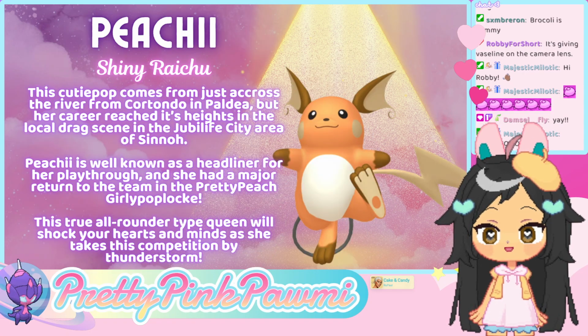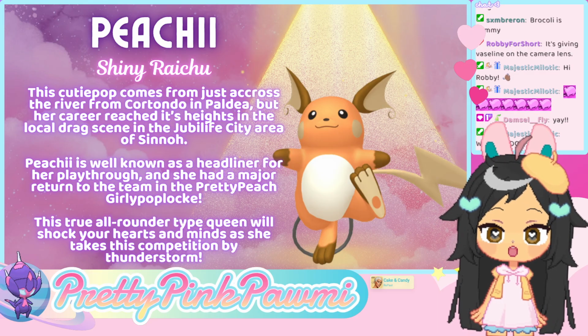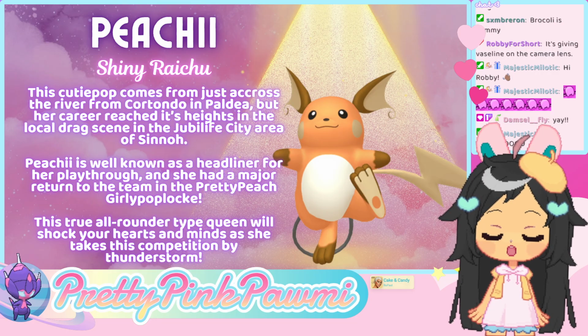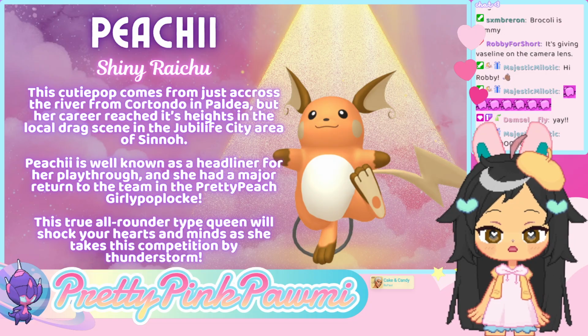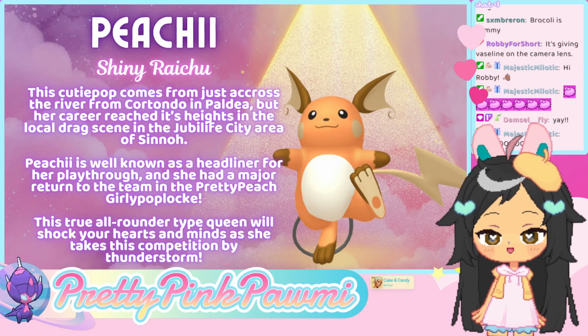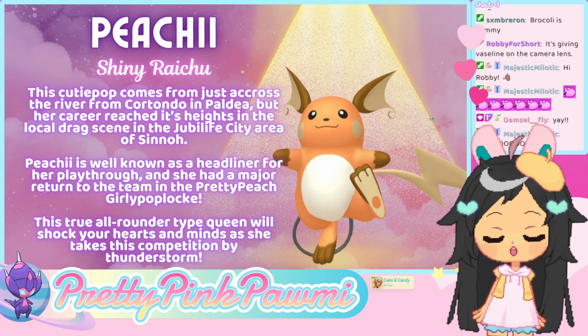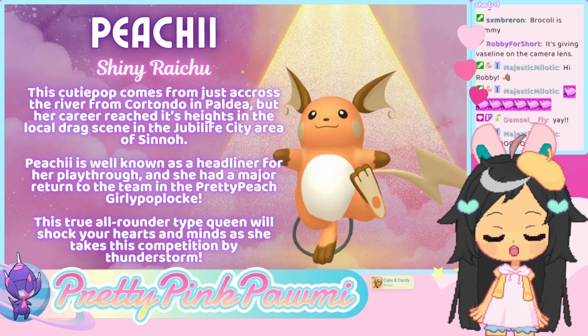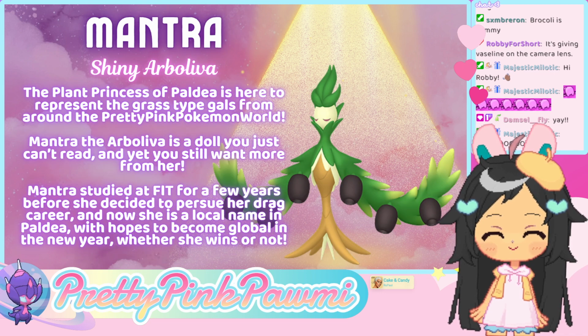Peachy, the shiny Raichu. This cutie pop comes from just across the river from Cortando in Paldea, but her career reached its heights in the local drag scene in the Jubilife City area of Sinnoh. Peachy is well known as a headliner for her playthrough, and she had a major return to the team in the Pretty Peach Girly Pop Lock. This true all-rounder type queen will shock your hearts and minds as she takes this competition by thunderstorm.